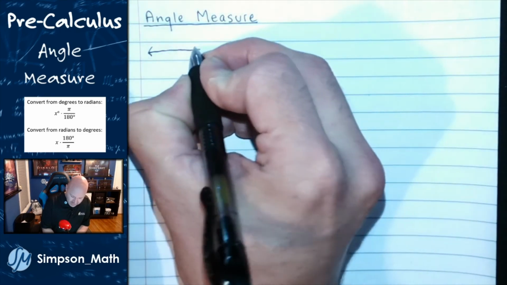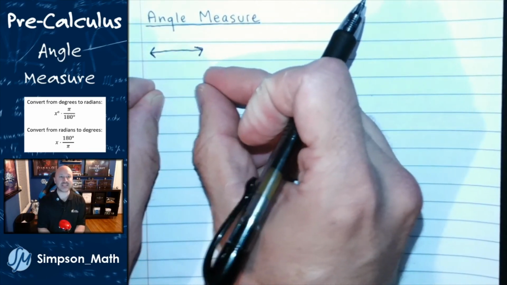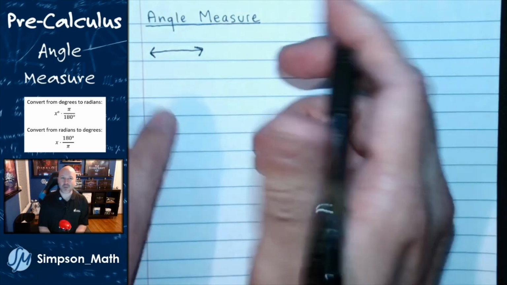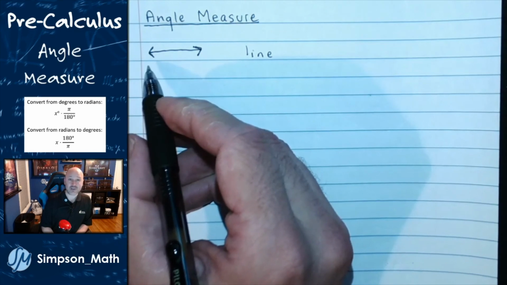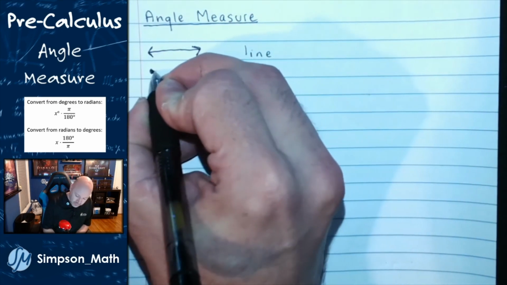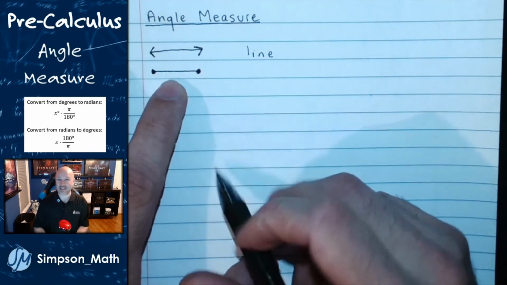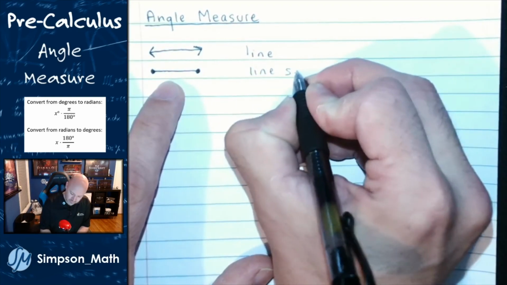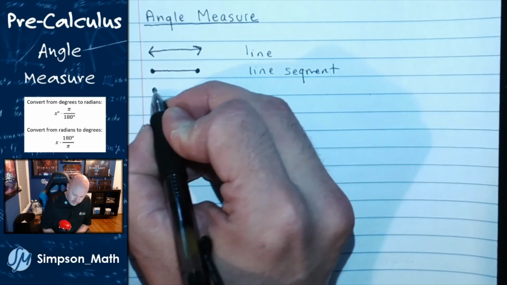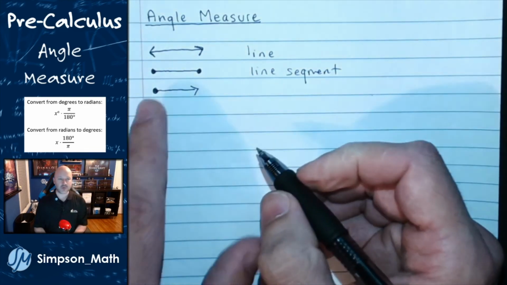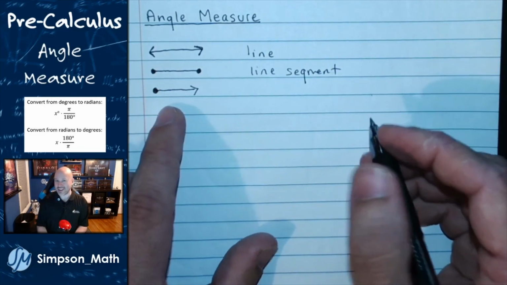If you see a line with arrows on both ends, meaning that line extends left and right forever, we call that a line. That symbol means a line to us. Instead of arrows, if we had little endpoints, little dots, do you remember what that's called? We call that a line segment. And then if we put the two together, I'm going to have an endpoint on one side and an arrow on the other. So it ends here, but the arrow will extend in this right direction forever. We call that a ray.